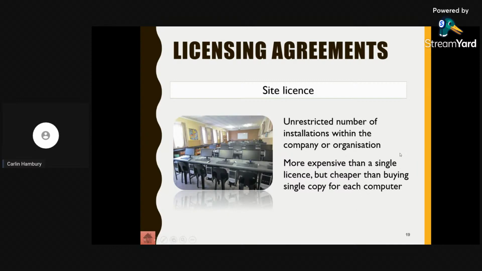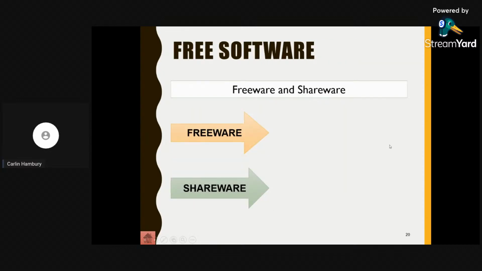Okay. So if it's just you at home, single user license, what you buy over the counter, at these stores like Game and Makro and them, it's fine. Any computer shop, that's fine. But the minute you're going to go 10, 15, 50, 100 computers, it is cheaper to go with a site license. Okay. It's also referred to as volume licensing. So don't get confused if you see any one of the terms.